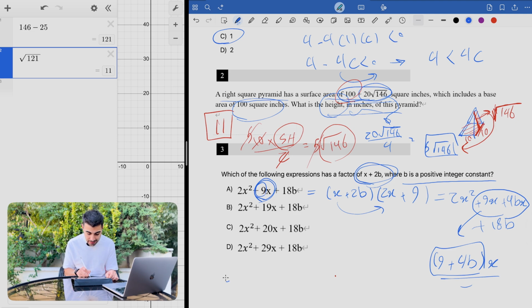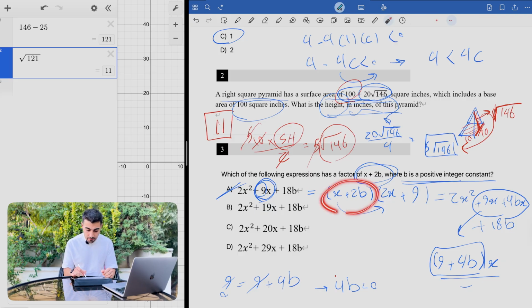So if I set 9 equals 9 plus 4b, the 9s will cancel out. We're going to get 0 here if we move 9 to the other side. So we're going to have 4b equals 0, and this gives us b equals 0. But the question said b is a positive integer. B equals 0 is not a positive integer, so this choice is out. That's how you do these questions. You basically factor this, write this in factored form, distribute this, see what is going to be in the b, what's going to be here, which should be equal to this, and then find the value of b and see if it is a positive integer or not.